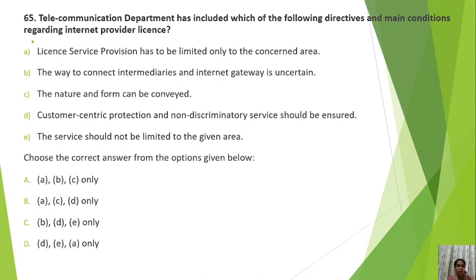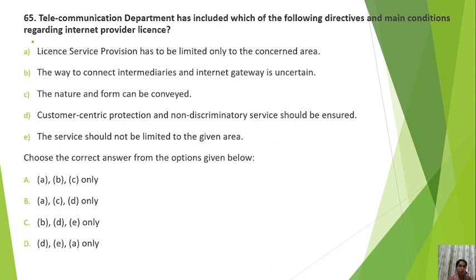Next is telecommunication department has included which of the following directives and main conditions regarding internet provider license. First is license service provision has to be limited only to the concerned area. The way to connect intermediaries and internet gateways uncertain. The nature and form can be conveyed. Customer-centric protection and non-discriminatory service should be ensured. The service should not be limited to the given area.